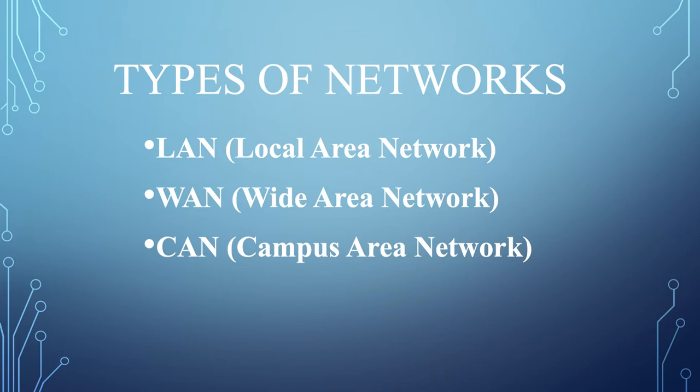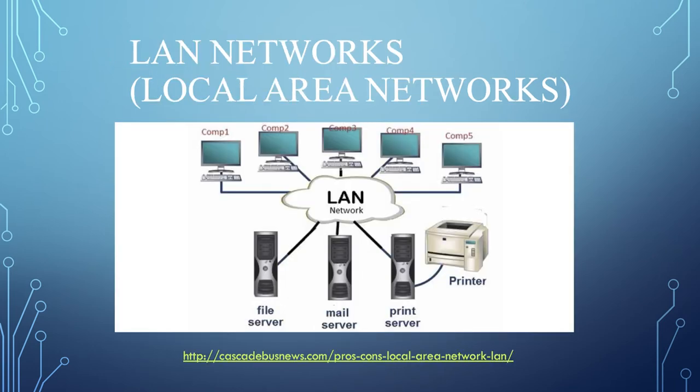There's what they call a LAN, or local area network, a WAN, which is a wide area network, and a CAN, which is a campus area network. LANs are smaller types of networks for small businesses, maybe at a single office or a single building, designed to connect all of the computing resources of a single organization. You generally use Ethernet cables to connect all of the computers to servers.